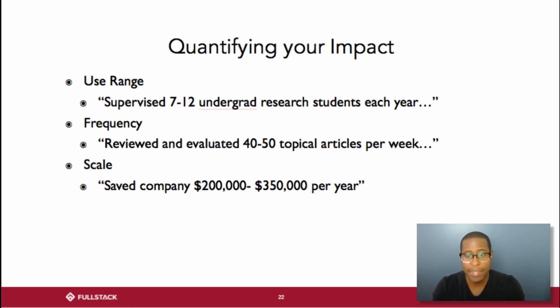And then scale, being for a company, $200,000, $350,000, $100,000 per year. Again, you kind of see the frequency there, but also having a range lets me establish how much you actually got done. Saving a company money is very vague and doesn't let me know, but having an objective numerical value or range helps me understand the impact that you made.